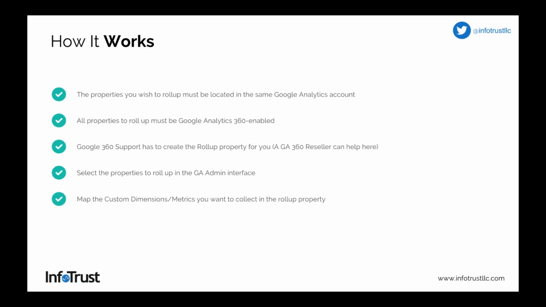And then from there, you need to decide if you need to map things like custom dimensions and metrics into the roll-up property. So if you have 5 websites you're rolling up and they all have the same custom dimensions 1 through 10, you can map those into the roll-up property so you can see all those custom dimensions and metrics, all those values, in the same slot in the roll-up property.